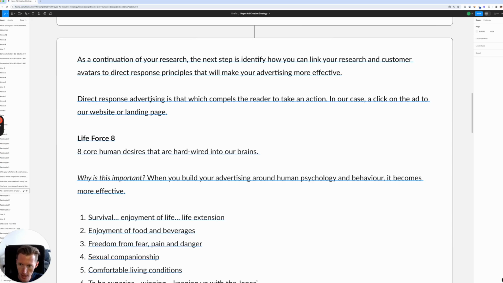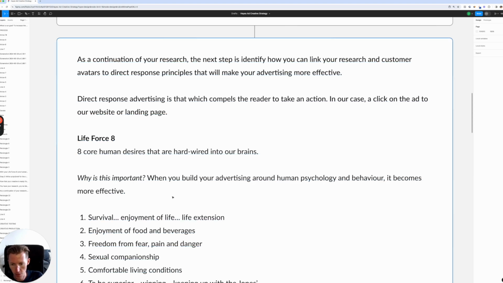Direct response is a form of advertising that compels the reader to take an action, right? In our case, it's a click on the ad, which will lead to our website or landing page, right? You want to invoke an action in a reader or a viewer. Now, I'm going to focus in on a topic around direct response principles that is called the Life Force 8. And the Life Force 8 are 8 core human desires that are hardwired into our brains, right?